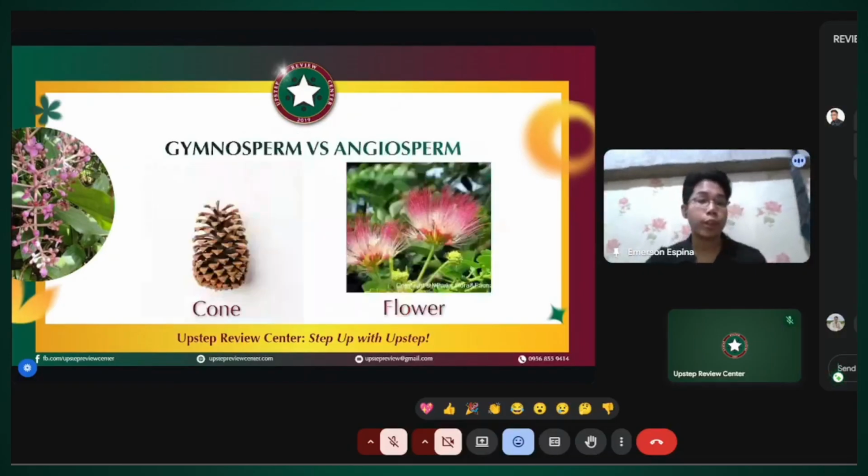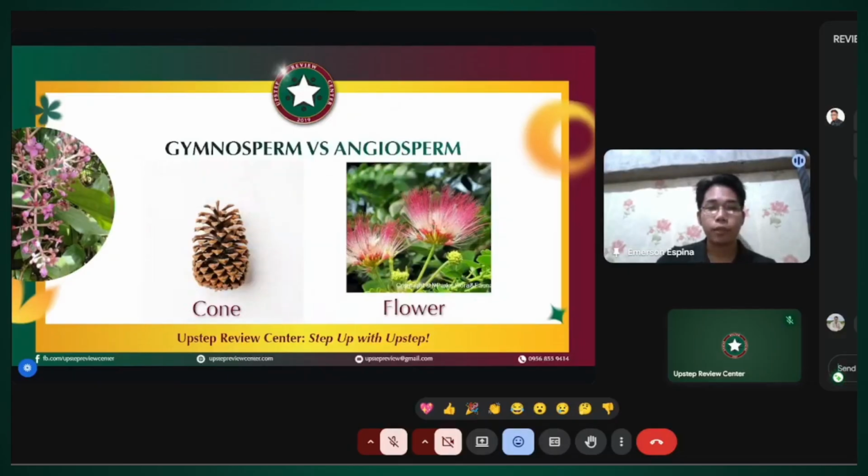Moving forward, dendrology will also tackle the comparison between gymnosperm versus angiosperm. We have here the cone and then the flower. One of the easiest points to earn in the exam is this. If you're able to distinguish the description between gymnosperms and angiosperms as well as give samples of them, you will earn yourself a point already. Basically, gymnosperms produce naked seeds. Their seeds are not enclosed in fruits. Most are cone-bearing species. For example, we have Almaciga and Pinus kesiya, or Benguet pine. On the other hand, angiosperms produce flowers and fruits.